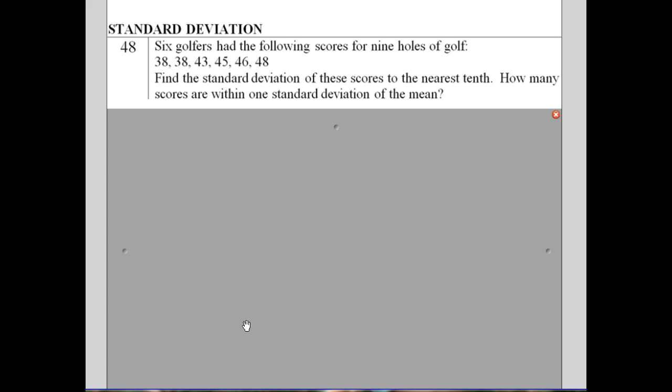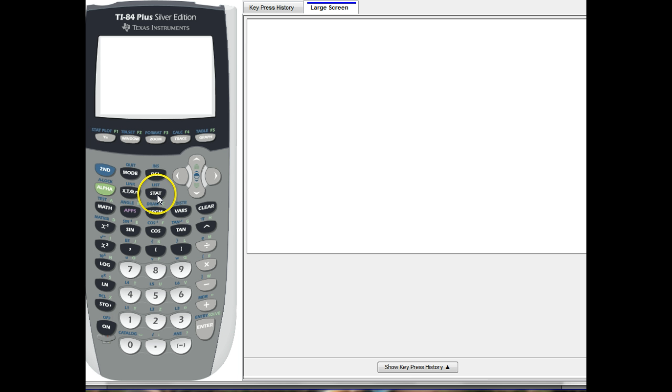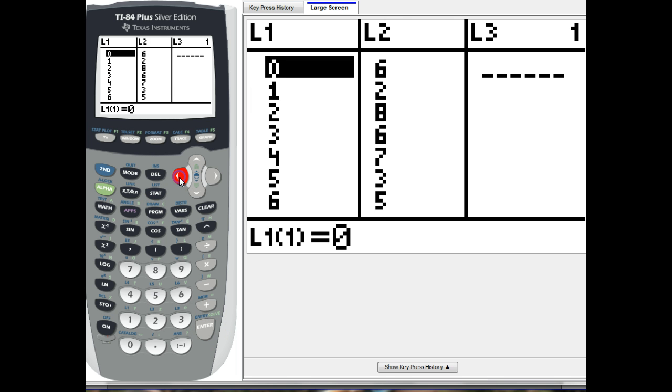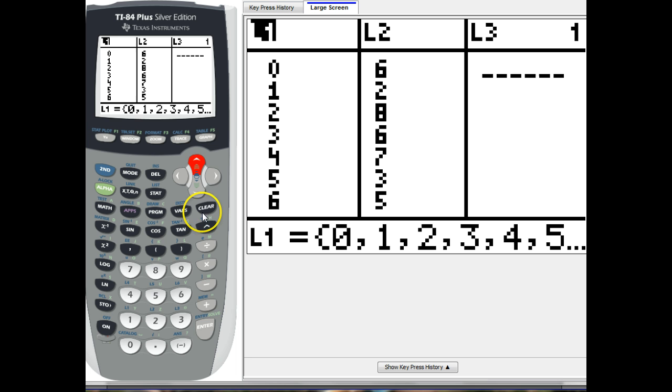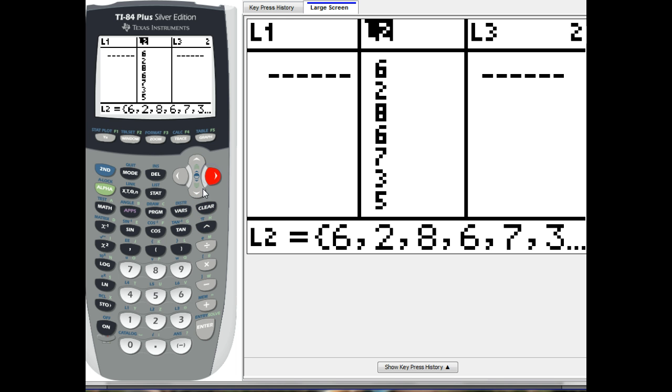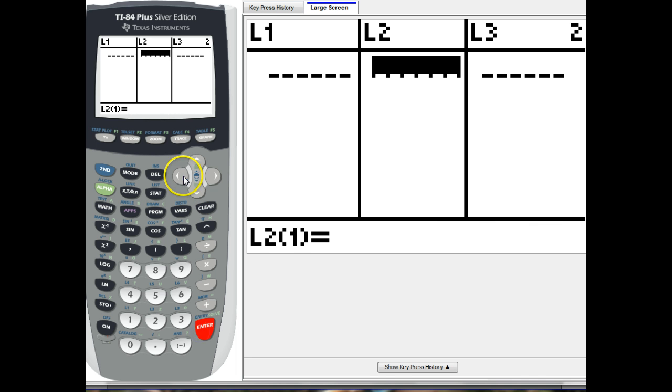Okay, this is a standard deviation question. We're going to need our calculator to find the standard deviation of these scores to the nearest tenth. Let's go to our calculator, let's hit Stat, Edit, and let's clear out anything that's in there. So we hit Clear, Enter, one around the heading. Okay, so I'm completely cleared out.